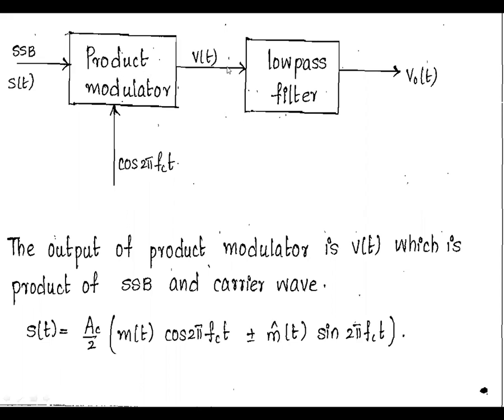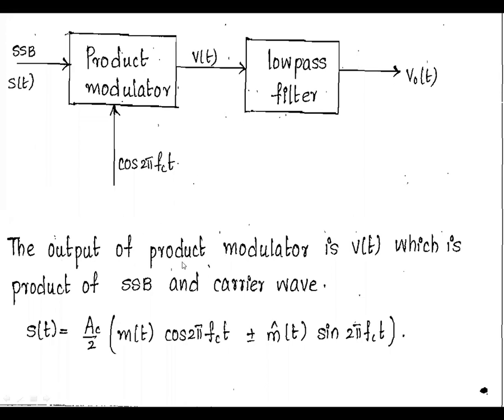The product multiplier output is V of t signal. Now this V of t signal is applied to the low pass filter. The low pass filter output is V naught of t. Now what is V naught of t? V naught of t is M of t signal.